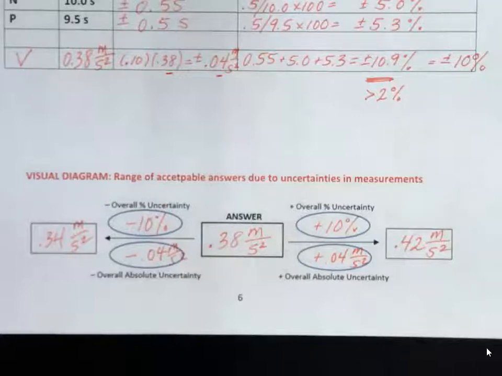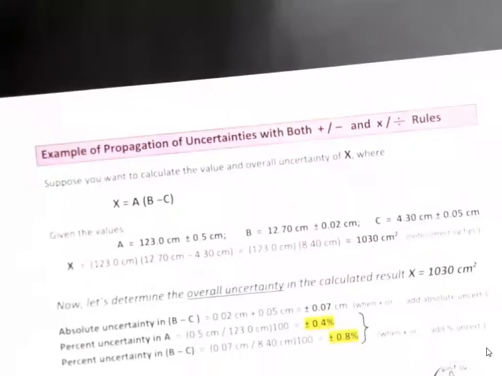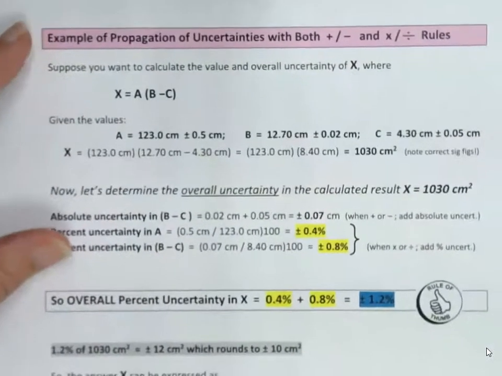Okay, so we're going to take this up a notch and we're going to talk about problems in which there are multiple operations going on, where you have to use all your sig fig and propagation of uncertainty rules. So on page 7, let's look at an example.